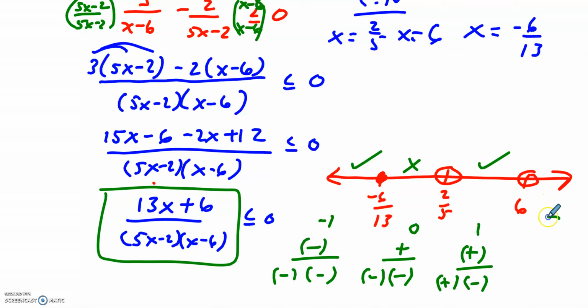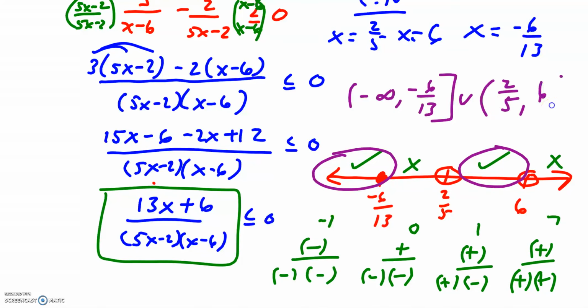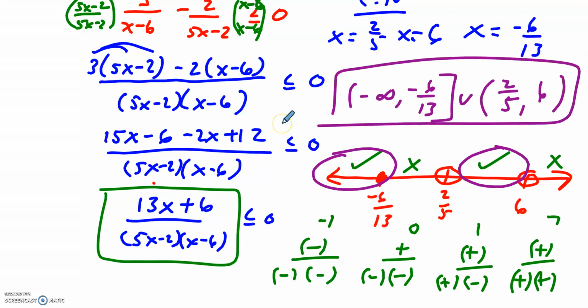And lastly, if I plug in a number like 7, if I plug 7 in the numerator, I get a positive. 7 in the denominator, I get a positive. And 7 in this denominator, I get a positive. So that's all positive, which is not true and not less than or equal to 0. So that does not work. So in purple here, my final answer in interval notation would be these two regions that are less than or equal to 0. So that would be from negative infinity to negative 6/13 with a bracket because it is included, union, both of these are not included, so we'd have parenthesis 2/5 to 6. So this would be my final answer in interval notation.